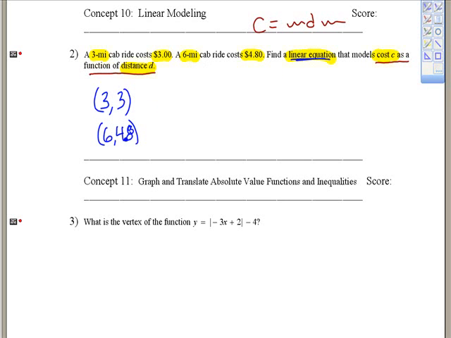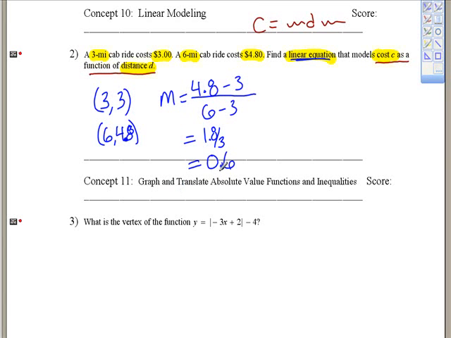I'm asked to find a linear equation. Anytime I'm asked to write an equation of a line, I need to remind myself that I just need 2 things to do that. One thing is a slope, and one thing is a point. I've got a couple points, so I'm okay with that. I just need to go find the slope using the slope formula. So we'll take y2 minus y1 over x2 minus x1. We get 1.8 divided by 3, which is 0.6. So I know right now that my slope is 0.6.